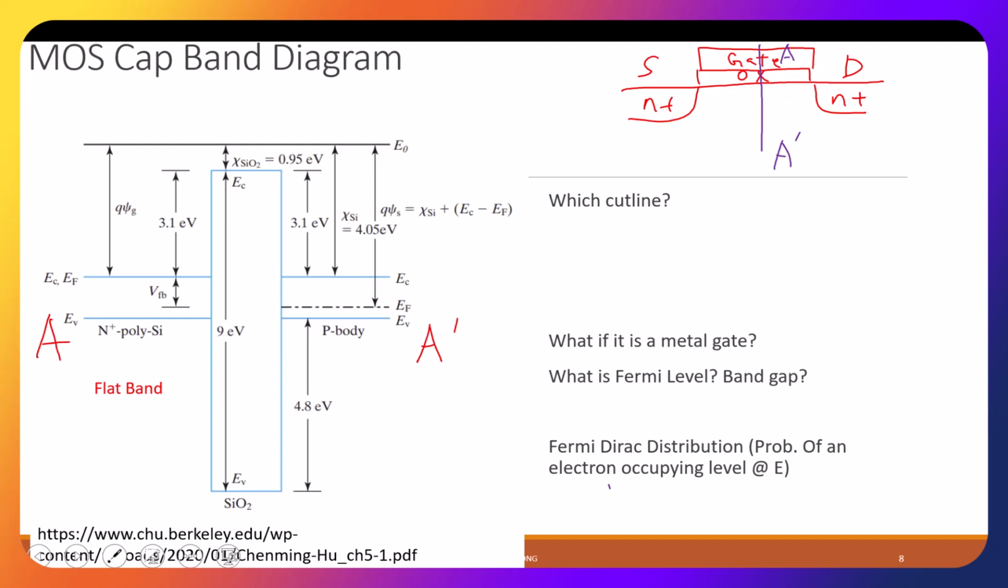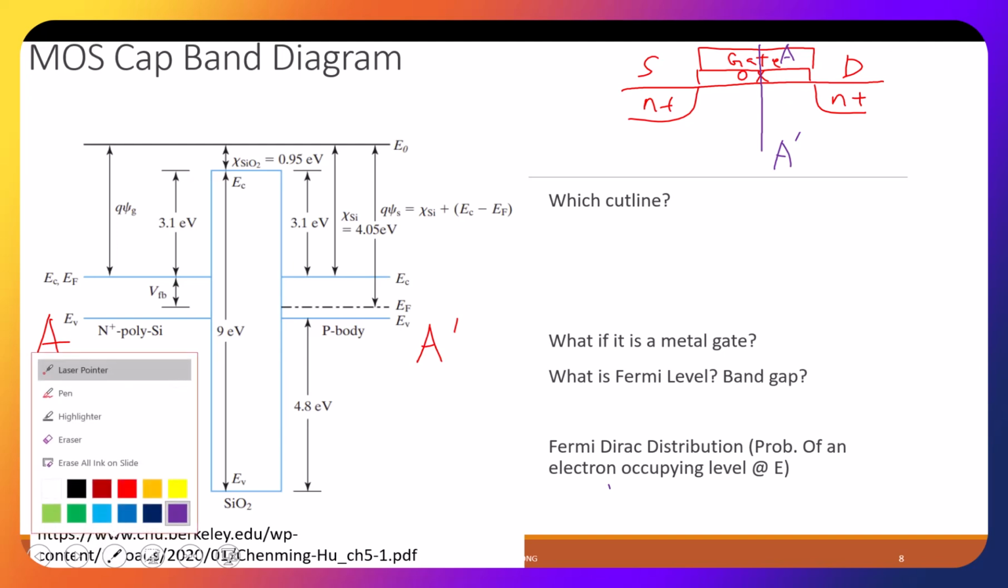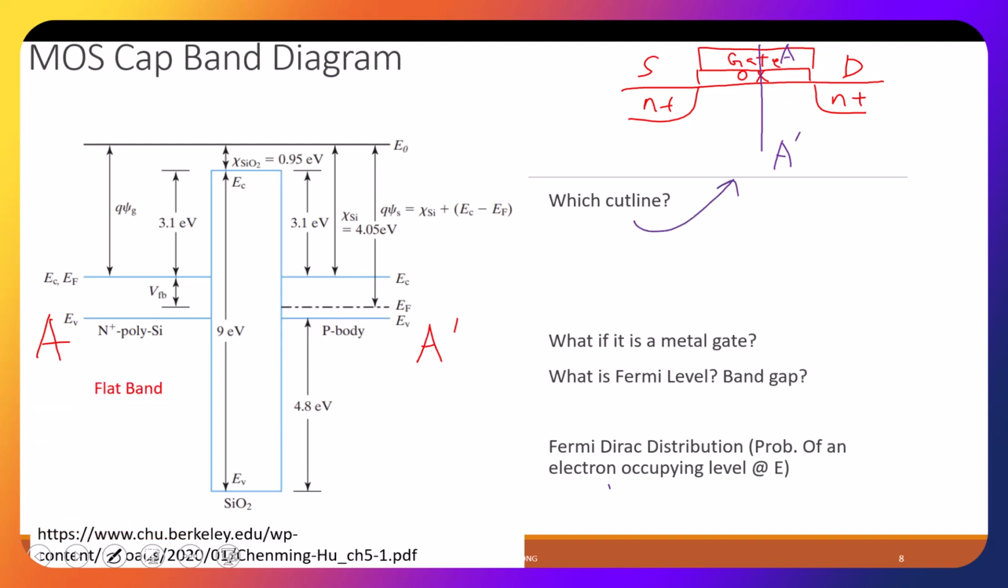This is something you always need to ask yourself when you read a paper. By the way, if you're interested, look at this free book published by Professor Chenming Hu at Berkeley. He's the guru in this area. He co-invented FinFET, which was a big deal 20 or 25 years ago. He put the book free on the website, and I have the link here. Just review all this basic device physics. So this is the cut line, A dash.